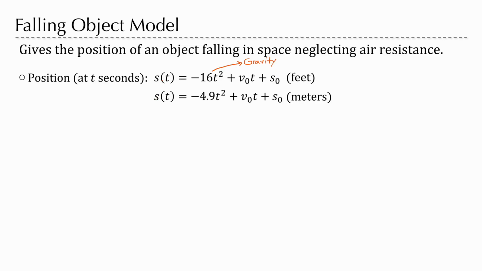If it's feet, we're going to use a negative 16. If it's meters, we'll use a negative 4.9. Now, the rest of it will be whatever numbers they give you. And of course, v sub 0, that's going to be our initial velocity. So the velocity that it starts with.